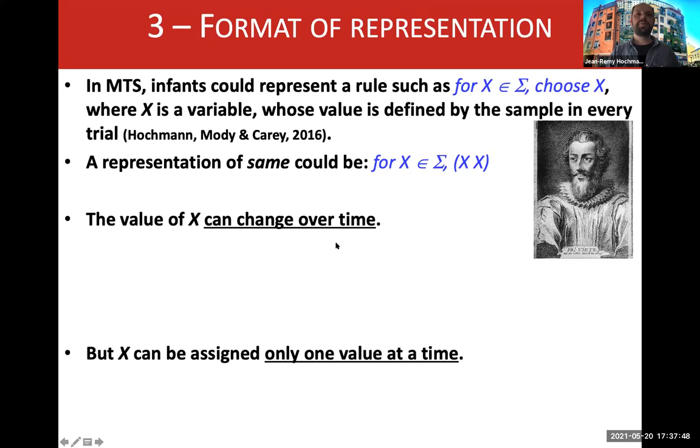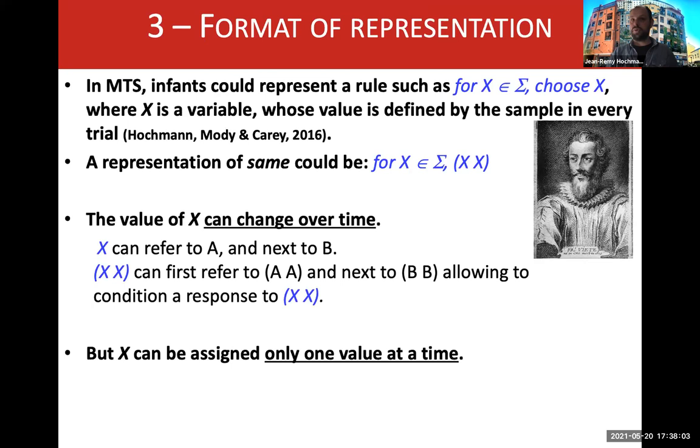The key thing to observe is that X is a variable, so the value of X can change over time, but X can be assigned only one value at a time. Because it can change over time, it can refer to A in the first trial, B in the second trial, C in the third trial, and so on. That way, XX can refer to AA in the first trial, to BB in the second, etc. And that can explain why you can condition a response to XX. So that could explain the success in the conditional same different task, like the task where same predicts reward.